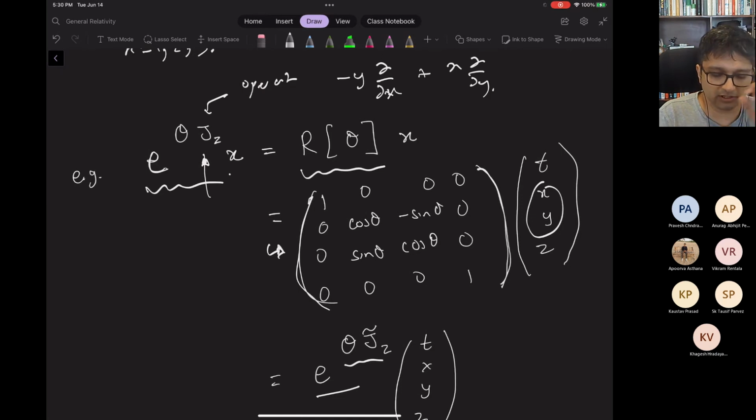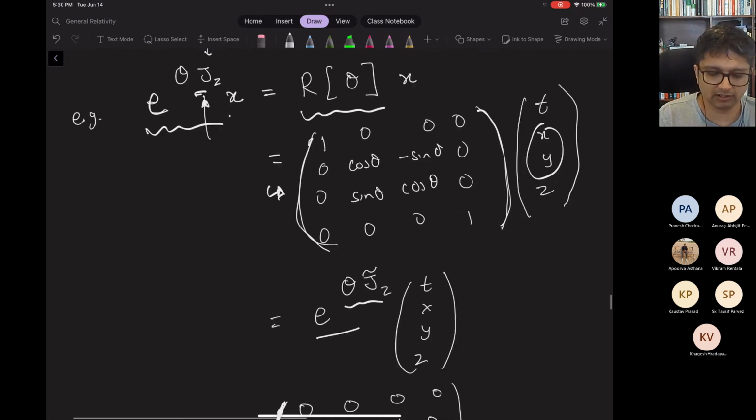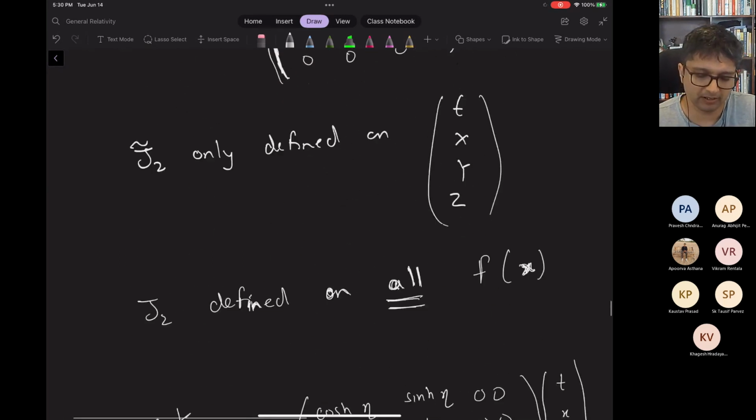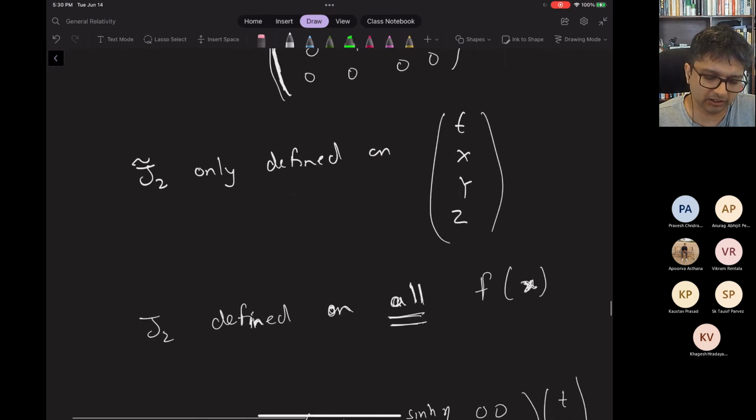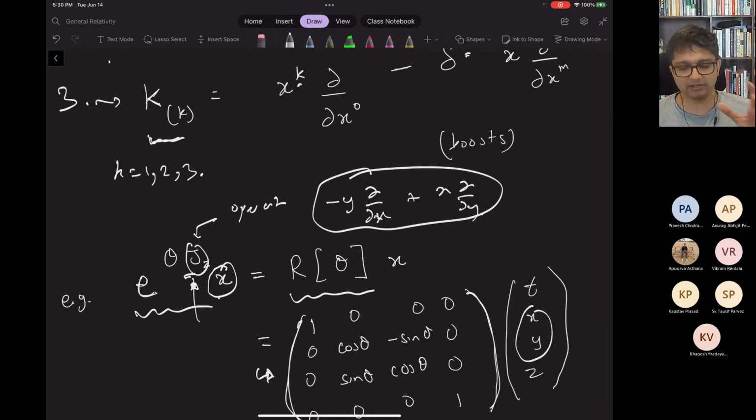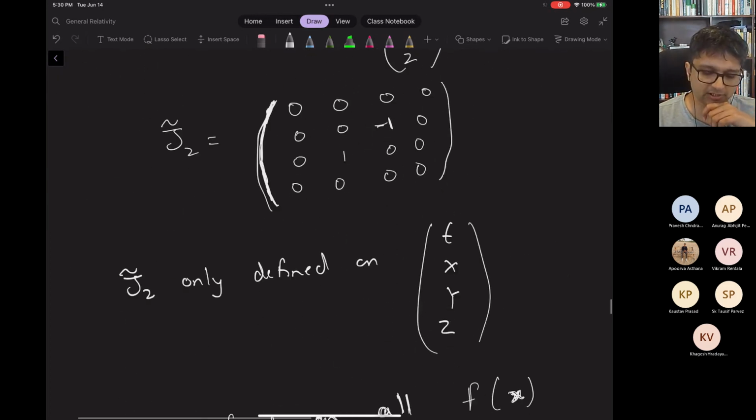There's a difference between an operator and a matrix. As far as the action on x is concerned, both of these act the same way. If I think of x as a column vector, both of these act in the same way. But this operator is the more general object, because this operation can be defined on arbitrary functions f of x.